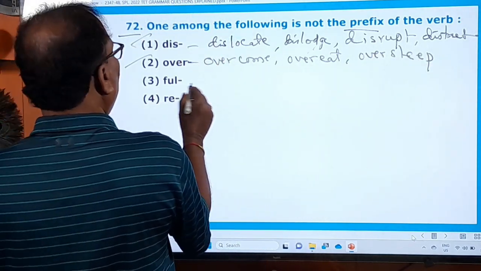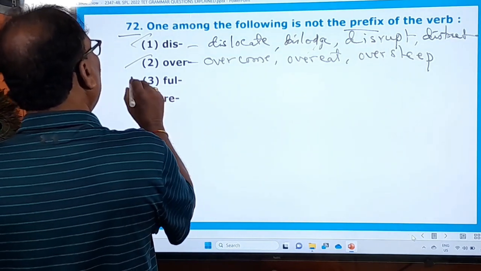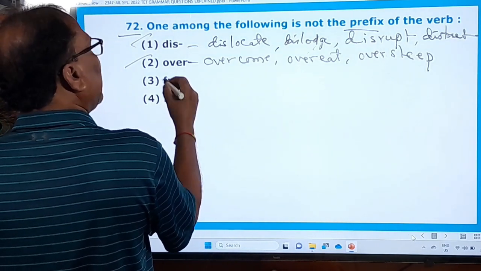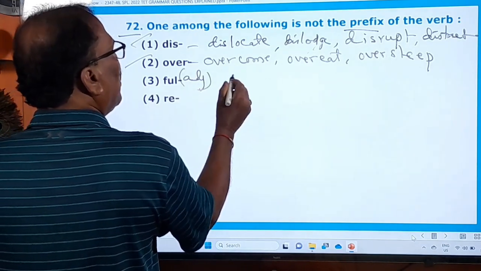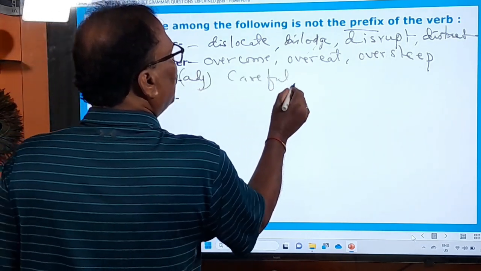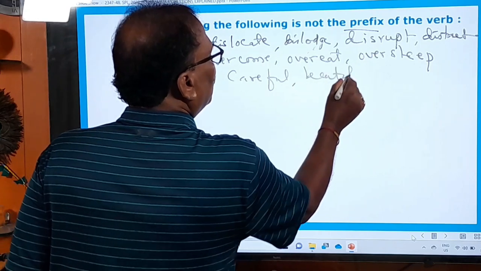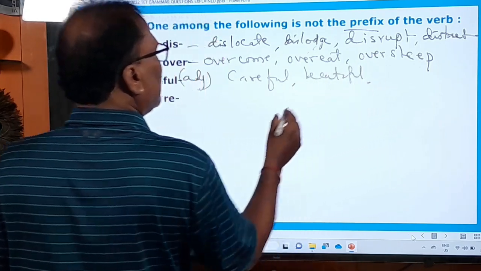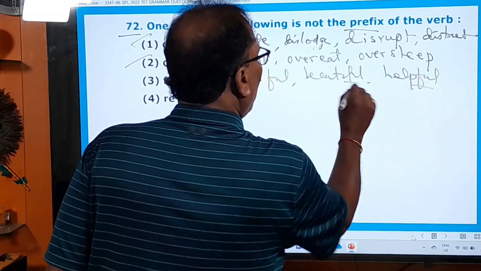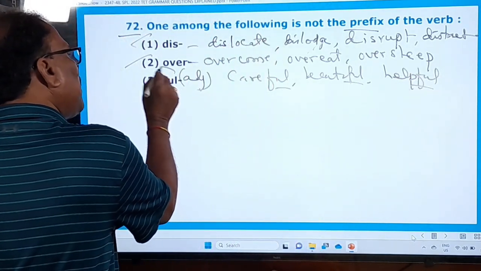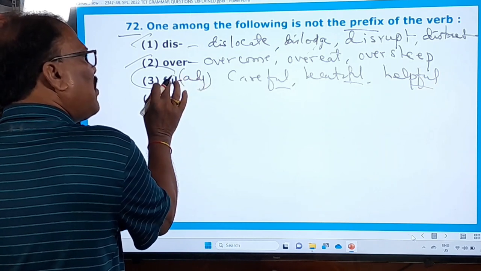And here, what is it? Full is there. It is not a prefix that can form a verb. It forms only an adjective. Careful, beautiful, helpful. These are all "full" words. This is a suffix for an adjective, but not for a verb.